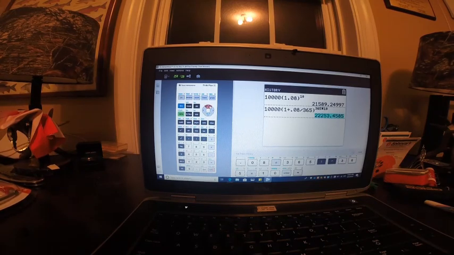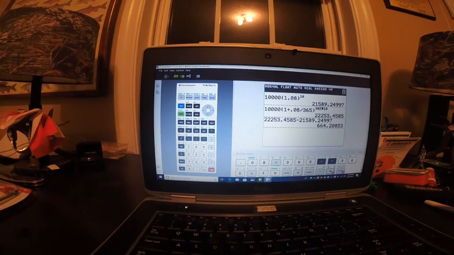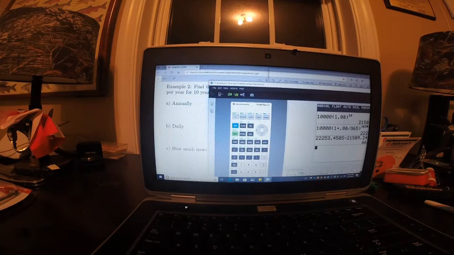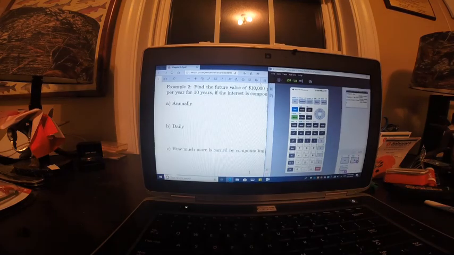You do make more compounding daily, but you don't make as much more as you might think. Now the easy way to subtract these is to hit the up button, highlight that, hit enter, hit the minus button, hit the up button 3 times to get back up to this one, hit enter, and let the calculator do it all for you. So the answer for part C, the difference, is $664.21.